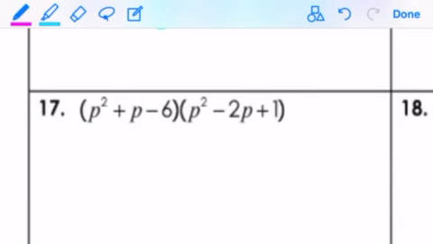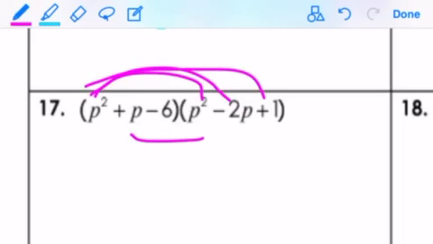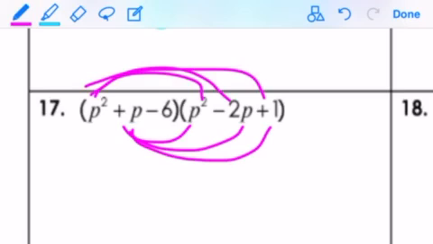So, we're going to take p squared and times it by everything here. All right, so that's going to be a rainbow, rainbow, rainbow. And then we need to take p times everything in this group. So that's a smiley, smiley, smiley. But also, -6 needs to be times everything too, okay?